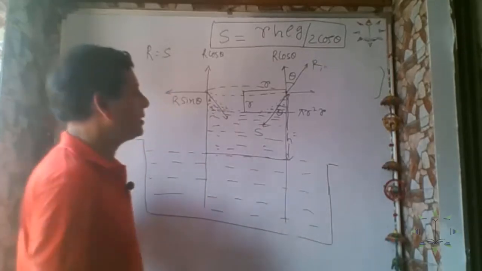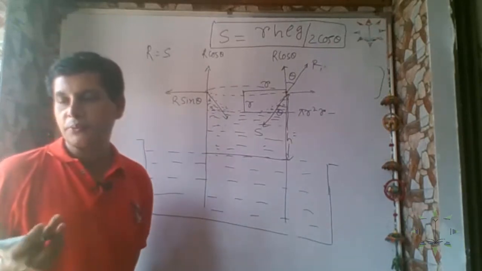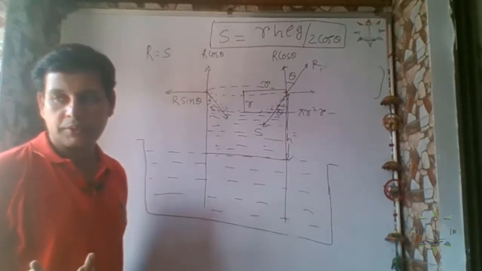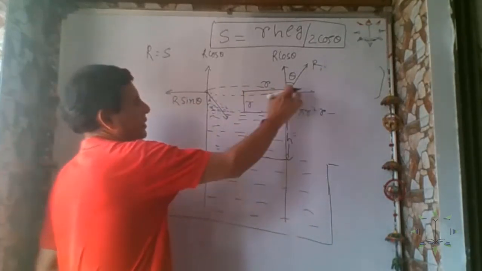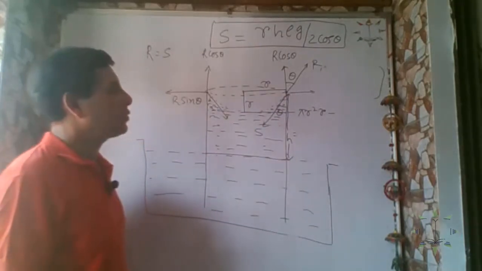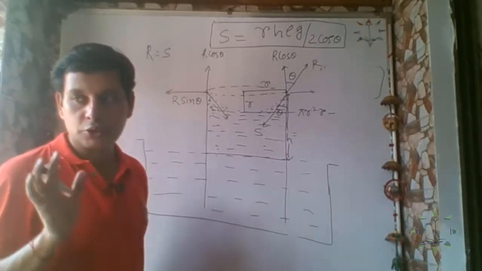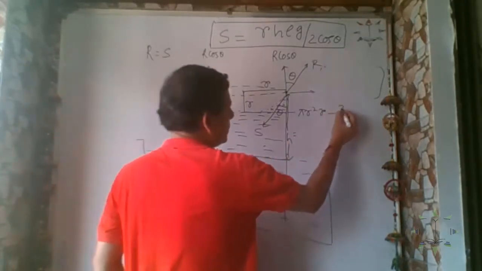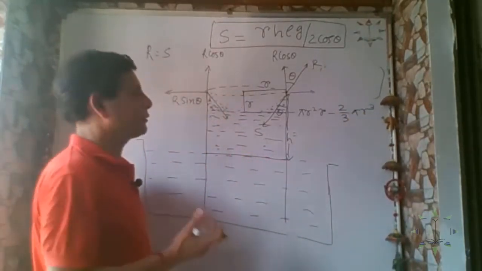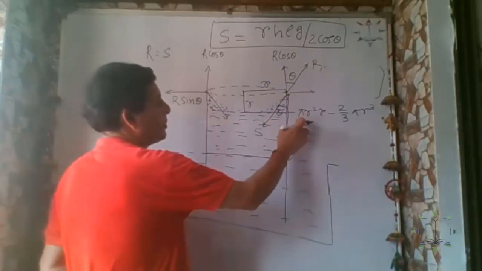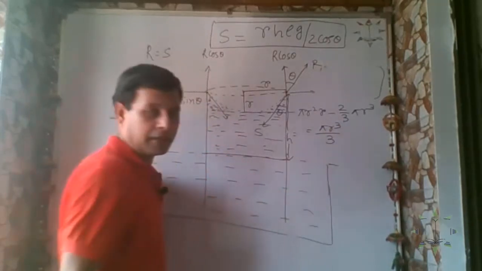Minus, what is the volume of the hemisphere? The volume of the sphere is 4 by 3 pi r cube. Now for the sake of simplicity, we have taken that this radius and this height are the same. So what is the hemisphere volume? It is 4 by 3 by 2, so it is 2 by 3 pi r cube. So this gives the volume of the liquid inside the meniscus. So it is 3 pi r cube minus 2 pi r cube, so it is pi r cube by 3, correct?